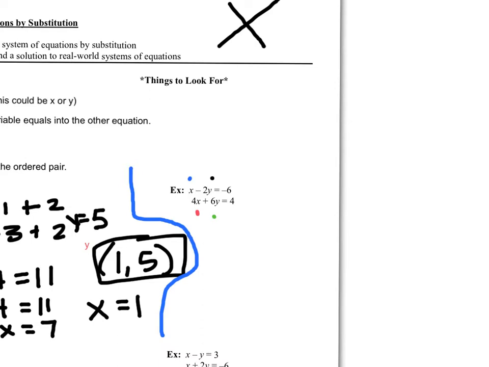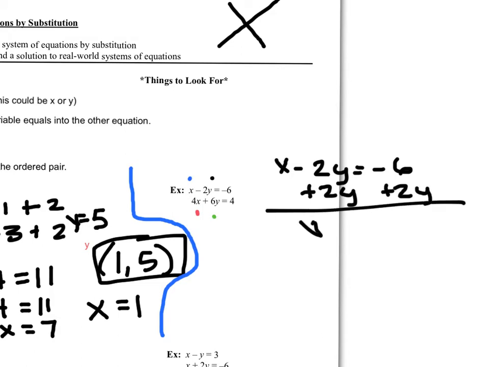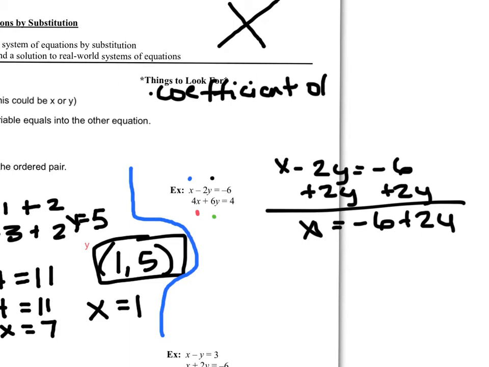So the easiest thing to isolate in this problem, I'm going to rewrite this equation over here: x minus 2y equals -6, and we're going to isolate x by adding 2y to both sides. So now we know that x equals -6 plus 2y. The reason x was so easy to isolate was because it had a coefficient of 1. So that's one of the things I want to write up here. Things to look for: coefficient of 1. Because if something has a coefficient of 1, all you have to do is add or subtract the other piece.